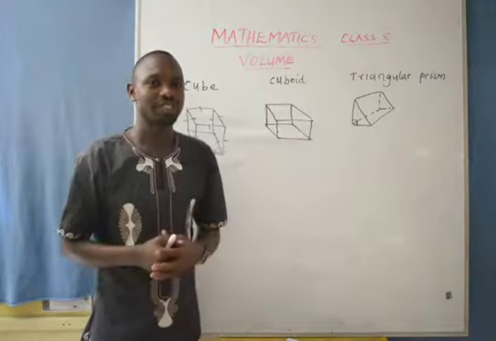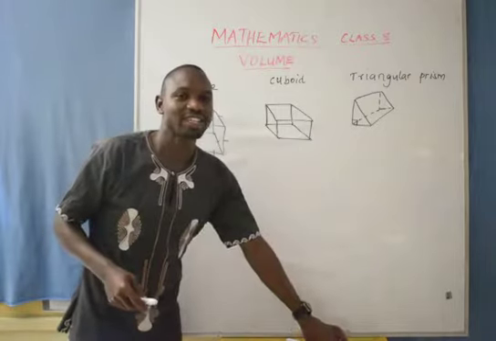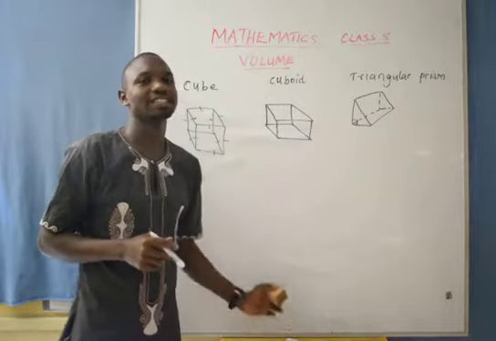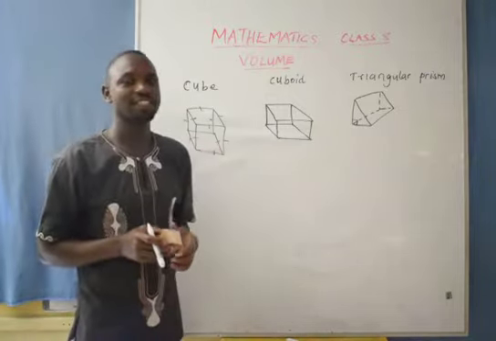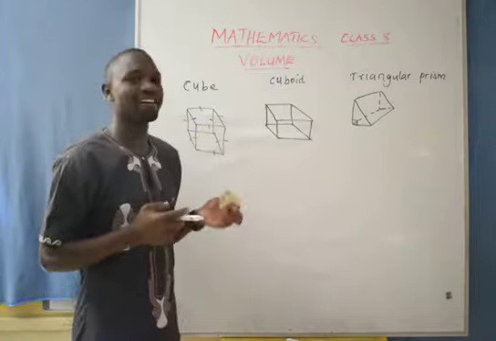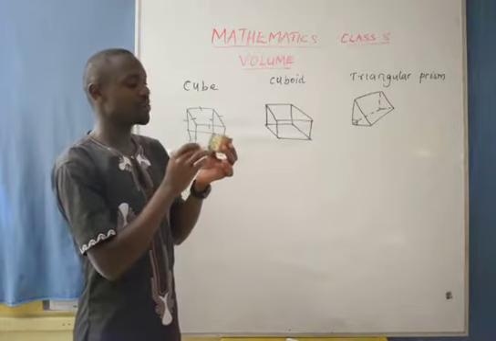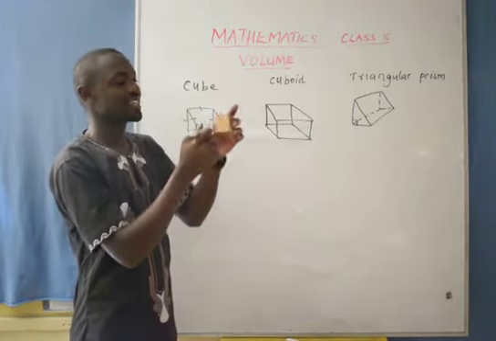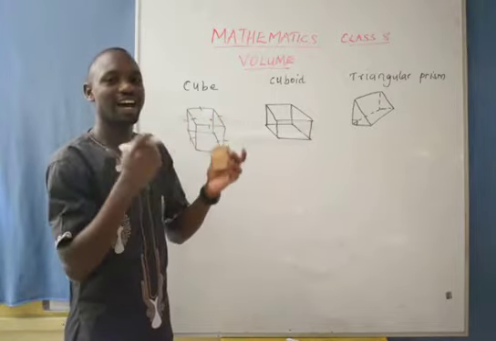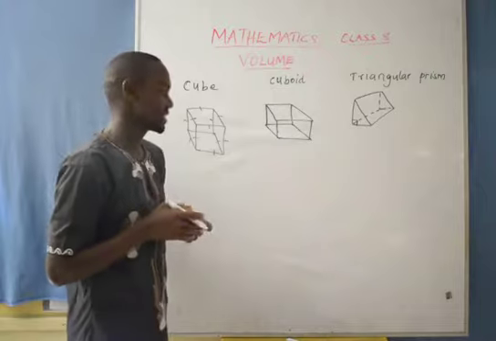Now, the general formula, we all know that a cube is a solid which has all faces equal. Remember, a cube is a solid which has 6 faces and all faces are equal. A cube can be called a square-based prism. A cube is a square-based prism whereby this face is equal to this face, which is also equal to this face. All faces are equal.